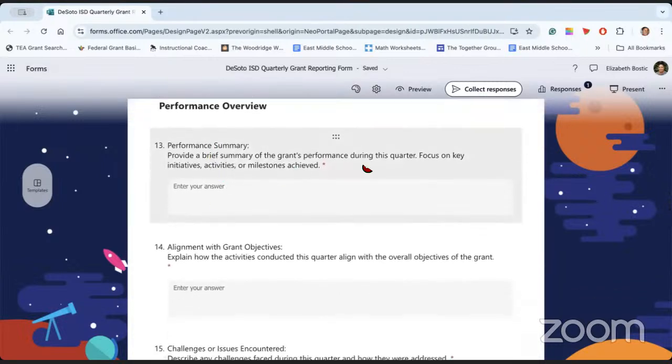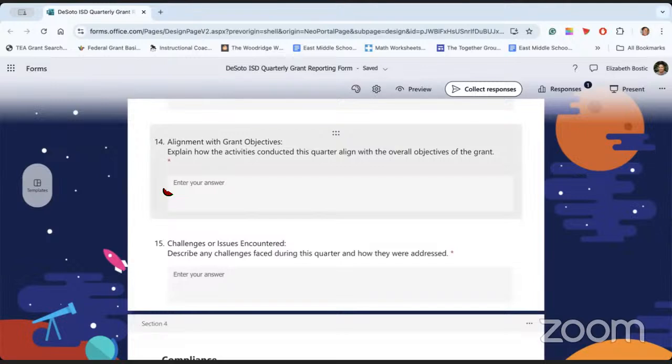Your brief summary should focus on the key initiatives, activities, or milestones achieved. This is not about board goals only. This is about the purpose of the grant. So what key initiatives did the grant have, or activities or milestones that you have achieved, or are you aiming for? Because this is the first quarter, if it's this one. If it's second or third quarter, then you will state your progress thereby.